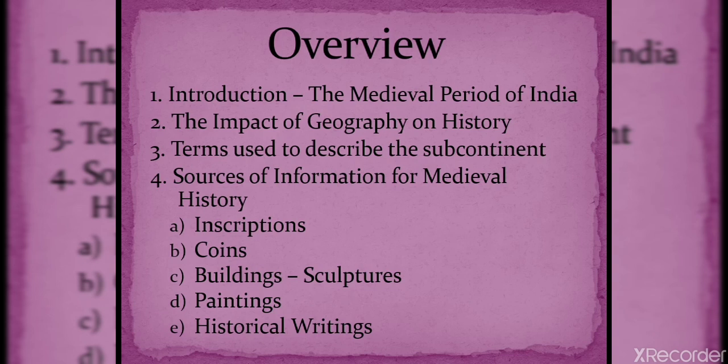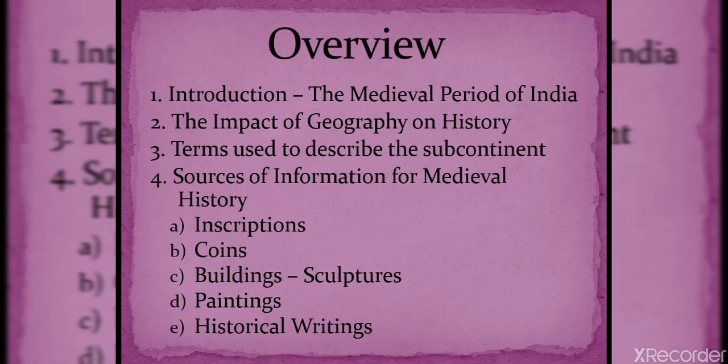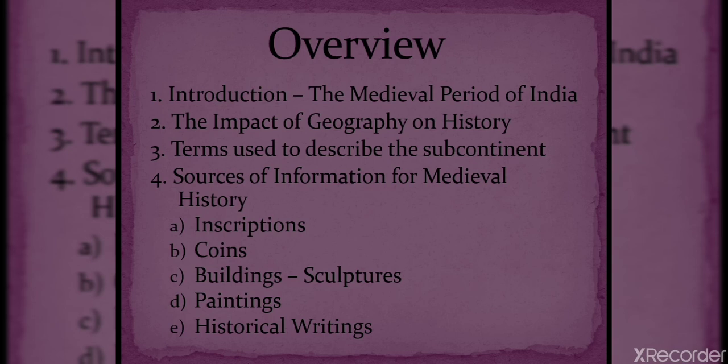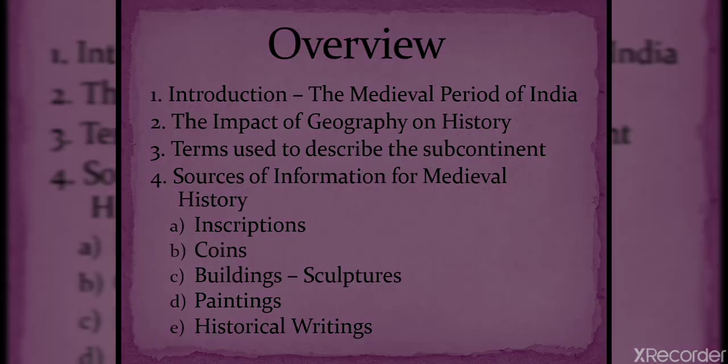Let's overview the topics again. Children, in part 1, we discussed number 1, the introduction of the medieval period in India. Today, we will discuss number 2, the impact of geography on history. Number 3, terms used to describe the Indian subcontinent.